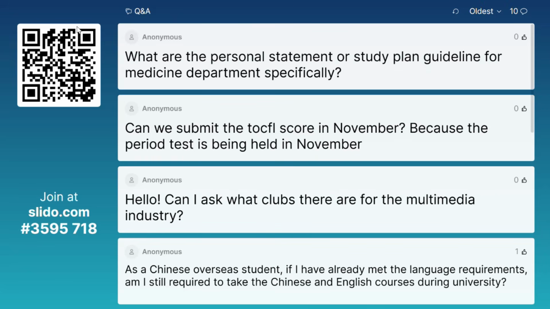Okay, so what are the personal statement or study plan guidelines for the medical department specifically? I can't say for sure, but again, fit is very important, especially for medicine. Definitely demonstrate why you think you would be a good doctor eventually, and whatever experiences you have during your high school years. It's also very important to differentiate between medical school and the Department of Medicine. Again, it's a 6+2 program, so you're signing up for 6 years of school, not 4. Okay.